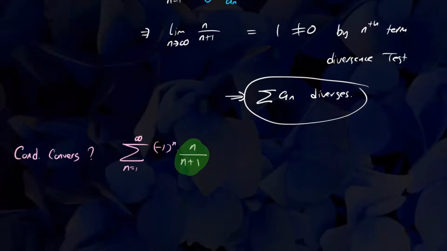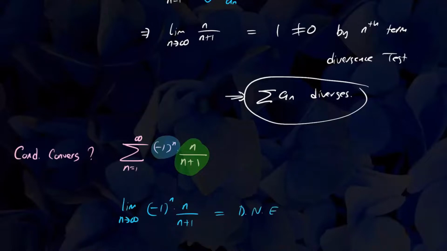Because of the alternating factor in front, it keeps the bounds between 1 and negative 1. It's easier to show this with the nth term divergence test. Take the limit as n goes to infinity of negative 1 to the n times n over n plus 1. This limit does not exist because the terms keep on alternating and it doesn't let the limit settle at any value.